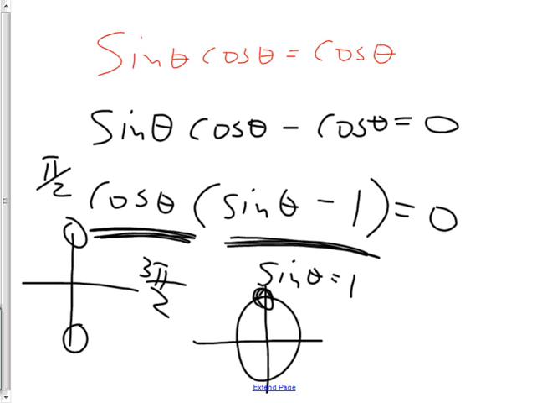Do you have to list pi over 2 twice? No, you don't. It's the same exact answer. You don't have to list it twice. All right, let's do another kind of factoring.